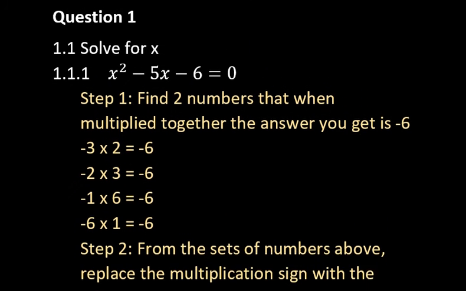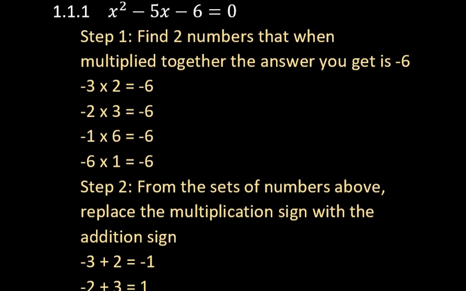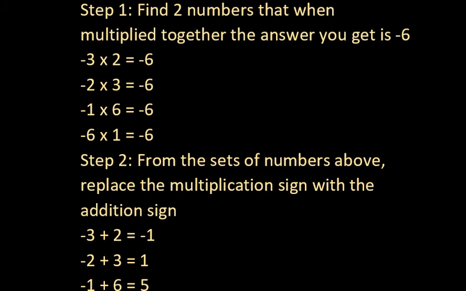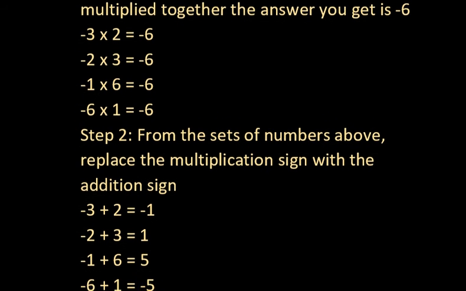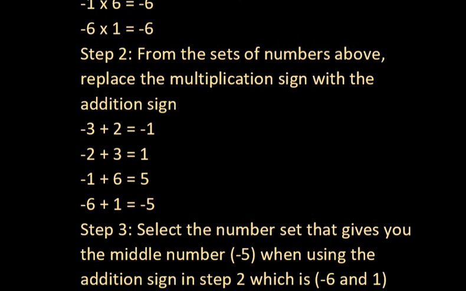And then after doing that, you move on to step 2. From the set of numbers above, replace the multiplication sign with the addition sign. So instead of having -3 times 2, you replace the multiplication sign with an addition sign. So you're going to have -3 plus 2, which is -1, -2 plus 3, which is +1, -1 plus 6, which is 5, and -6 plus 1.